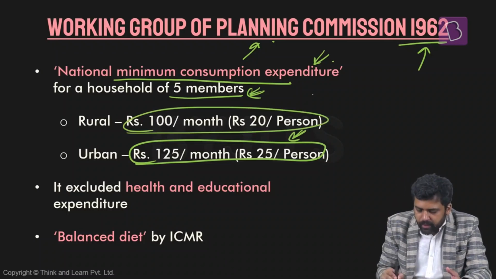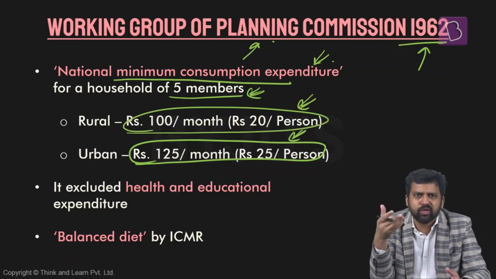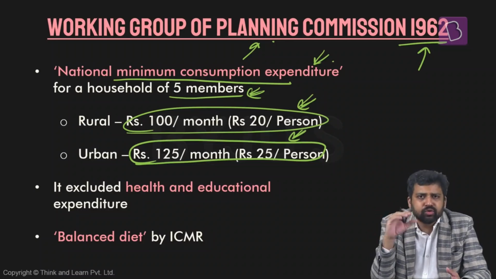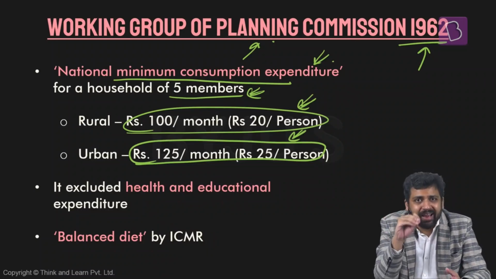If you are in rural area, if you are able to spend more than 20 rupees per person per month, then you are above poverty line. Right? So again, if you're not able to spend 20 rupees per person per month, you are poor. If you're not able to spend 25 rupees per person per month, then you are poor. So this particular threshold they're coming up with. So again, this is the poverty line they're coming up with. So now the question is, what all goods and services did they include in the poverty line basket?